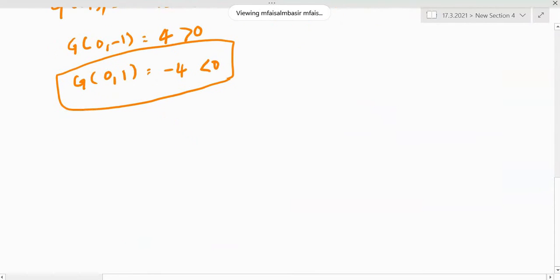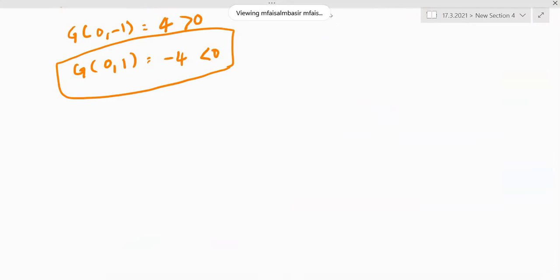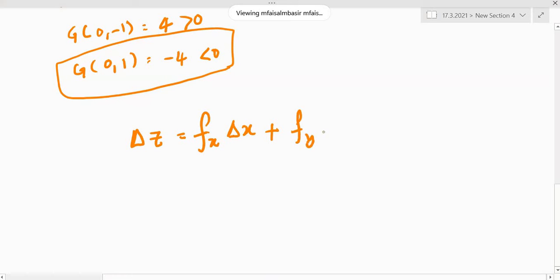Basically, the error is similar to the total differential and approximate change. So the formula you might use will be like this: delta z equals fx delta x plus fy delta y. Usually we will use this. So this is the estimation of error.